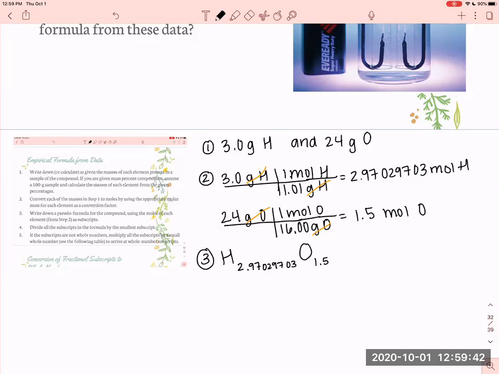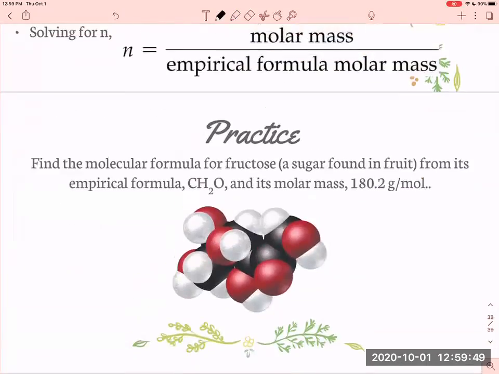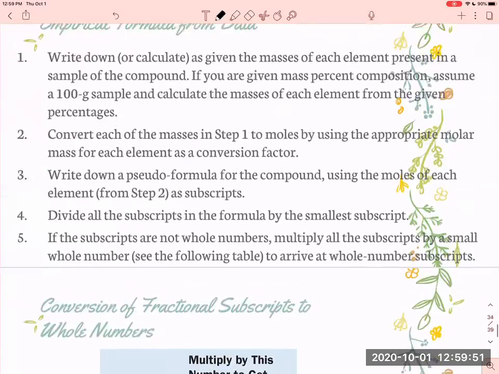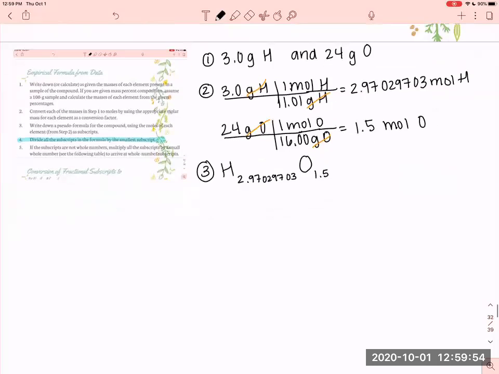So step 4 is divide all the subscripts by the smallest subscript. This is the step people forget the most. Whoa, the step people forget the most often. So really try to remember that step 4 is probably the most important step because it is going to help you get whole numbers as fast as you can. We cannot round this. You cannot say 2.97 is 3 and 1.5 is 2 because what would you get? H3O2? You know that's not water. So we know we can't do that.